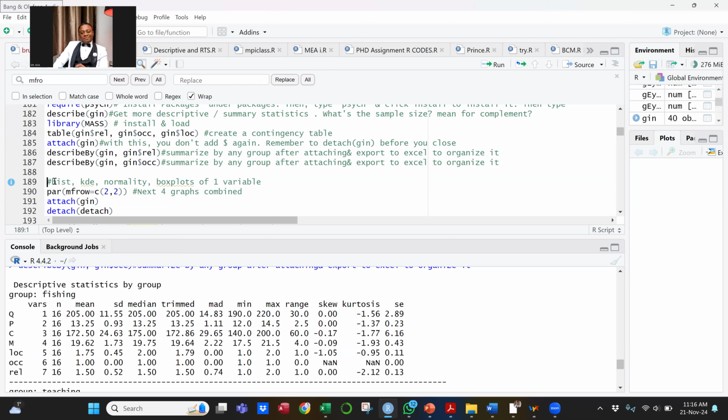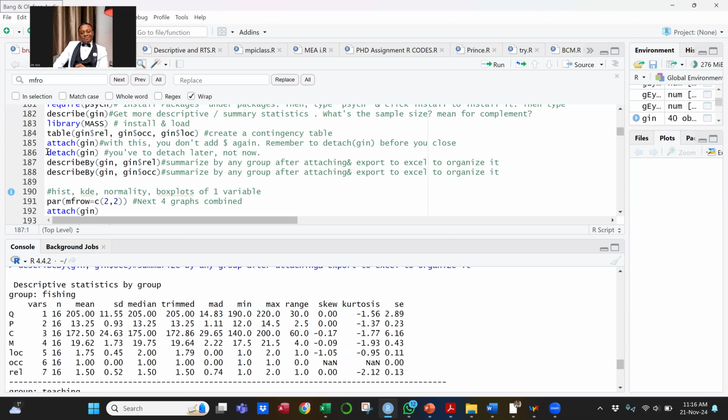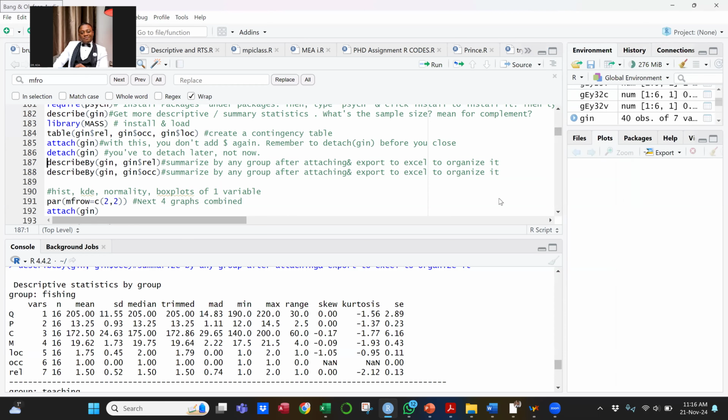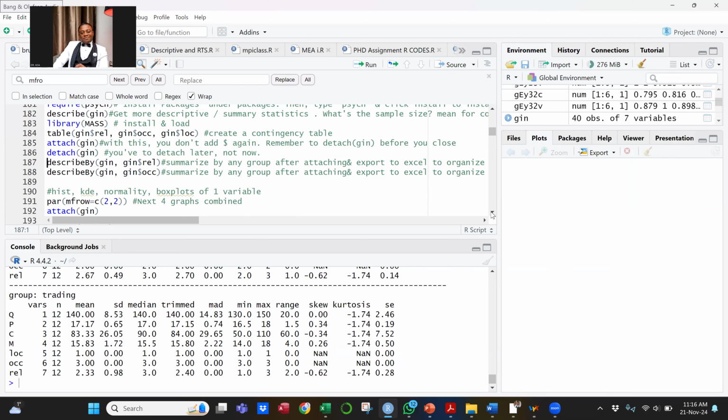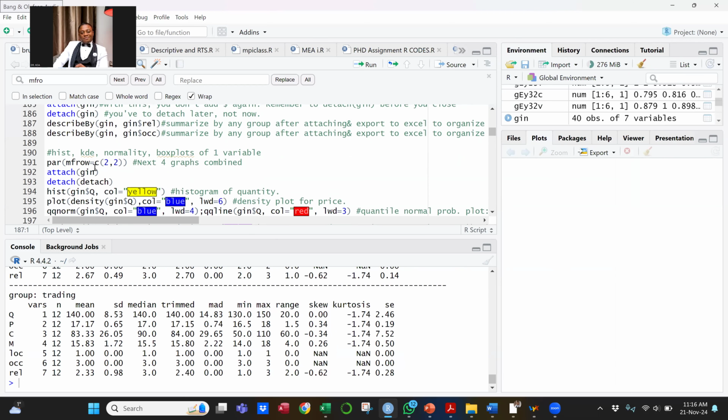Now, you are going to generate some graphs. Okay, so how do you generate graphs? You can put all graphs together. We did it the last time. You can put all graphs in one. I'm going to generate a histogram, a kernel density, a normality, a box plot. This thing we've done already, so I'm going to go fast here. I want the graphs all to be together.